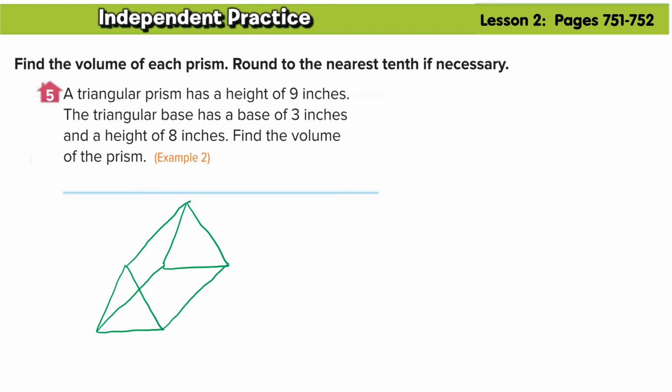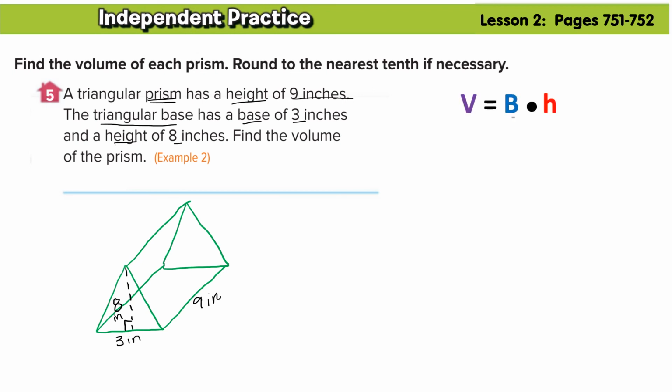And now we're going to write down the measurements. Okay, so the prism itself has a height of 9 inches. So this is 9 inches. Okay, and then the triangular base has a base of 3 inches, so this is 3 inches, and a height of 8 inches. So my height right here is going to be 8 inches. All right, so that's what that will look like.